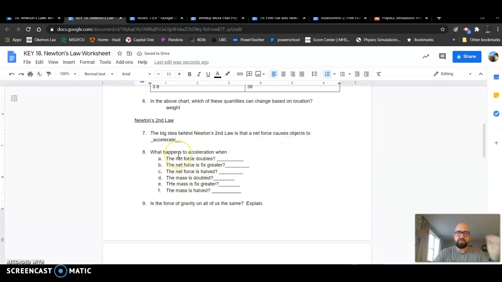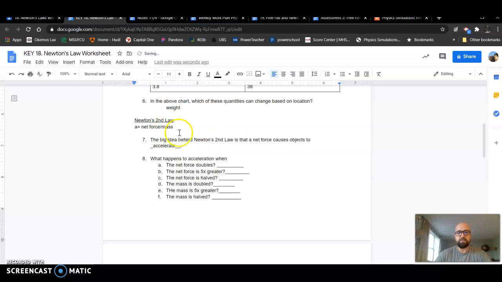And then coming from the Newton's second law lab, which I didn't make a key for because I thought it was pretty straightforward, one thing to remember here is acceleration equals net force divided by mass. We saw those relationships in that second law lab. What that means is if net force doubles, then acceleration doubles. Those have a direct relationship. If the net force is 5 times greater, acceleration is 5 times greater. If the net force is halved, then the acceleration is halved as well.